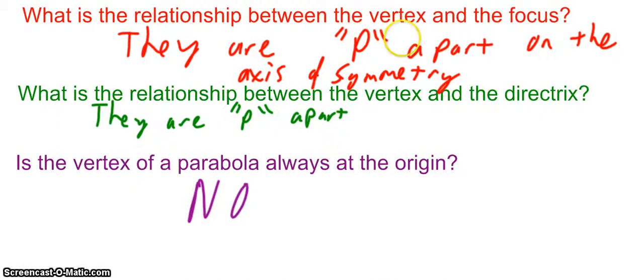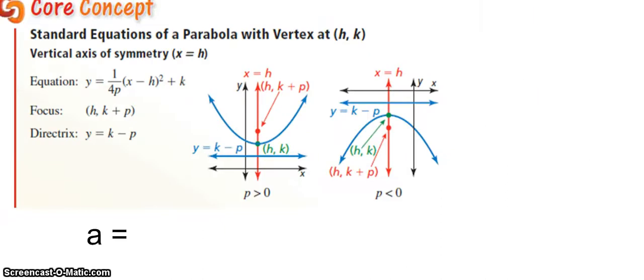And remember, this isn't what the question is asking, but the focus is always inside of the parabola and the directrix is outside of the parabola. Another way to say that is the vertex is halfway between the focus and the directrix. Is the vertex of a parabola always at the origin? No, it is not.